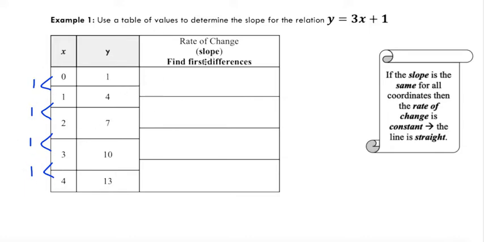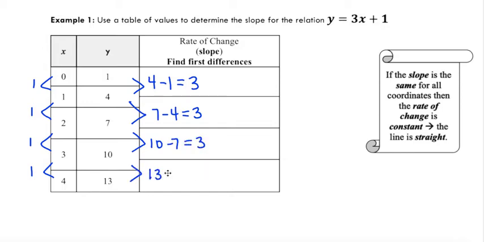So to find the first differences, we take the number in the y column, we take the one below, and we subtract the one above it. So 4 minus 1 is equal to 3. We do that for each set of coordinates. So 7 minus 4 is equal to 3. 10 minus 7 is equal to 3. And lastly, 13 minus 10 is equal to 3.